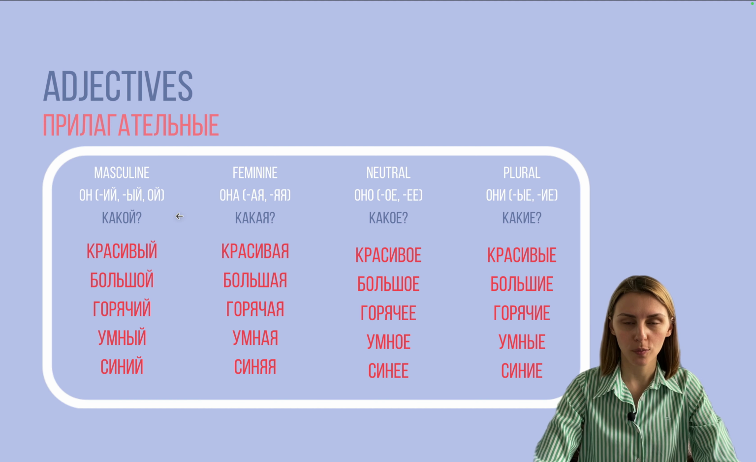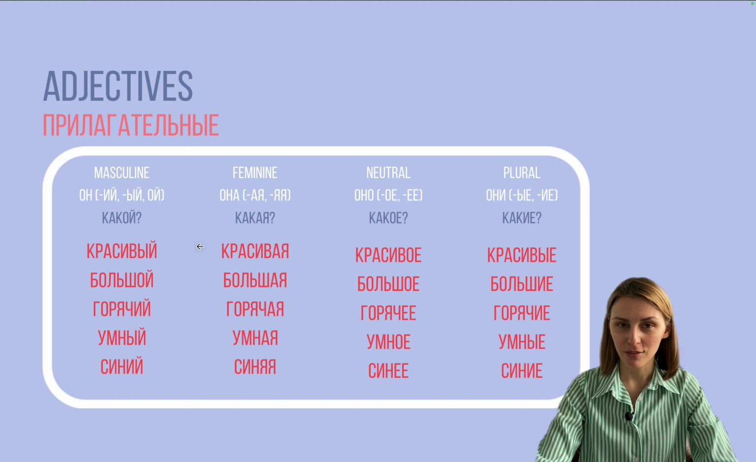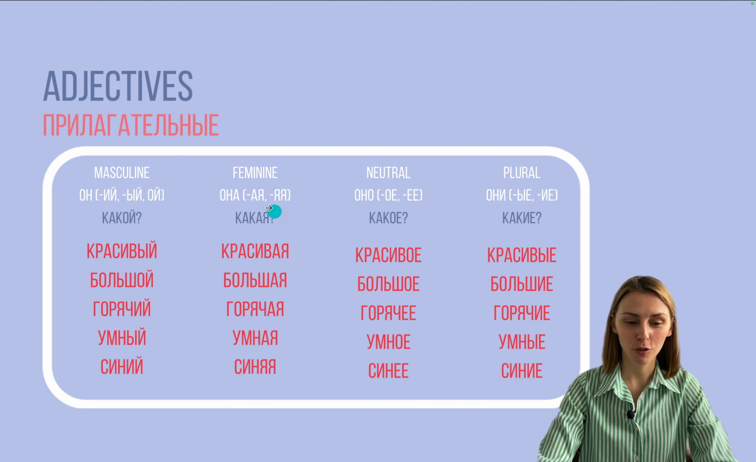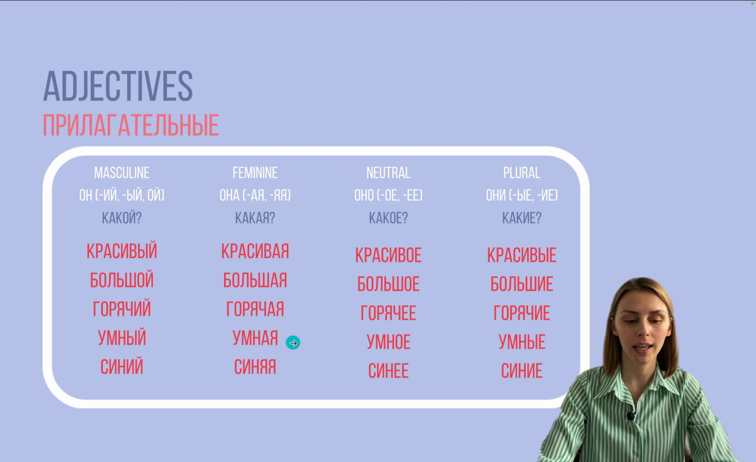So, what are the typical forms of Russian adjectives? First of all, they will have endings ий, ый, ой. Like in these words, красивый, beautiful, большой, big, горячий, hot, умный, smart, синий, blue. If you use your adjective with a feminine noun, then you use a feminine adjective. And the forms will be the following with endings ая or яя. Like in these words, красивая, большая, горячая, умная, синяя.